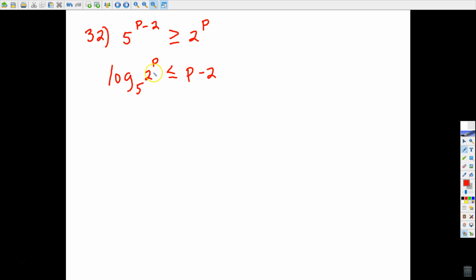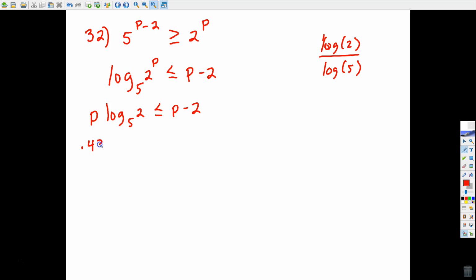It's set up properly. And then much like the previous problem when it was an equation, this is very similar because I'm going to need to use that power property to force this p exponent to become a factor. So p times log base 5 of 2, less than or equal to p minus 2. Now we grab our calculator and we're going to do the change of base formula. So once again, I'll write it over here for you. It's log of the top number 2 divided by log of the base, which is 5. So log 2 divided by log 5, and that decimal is 0.403676558, so 0.403676558p, which is less than or equal to p minus 2.